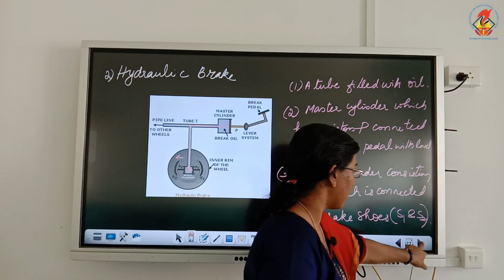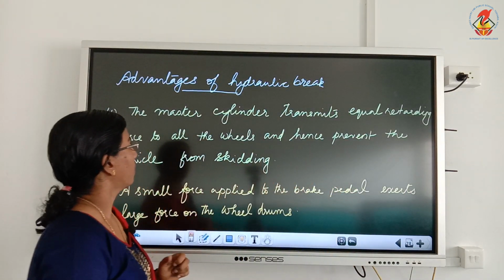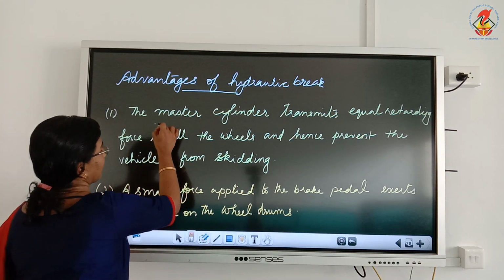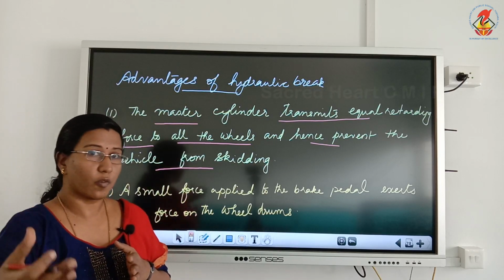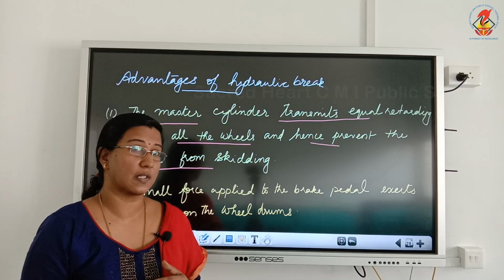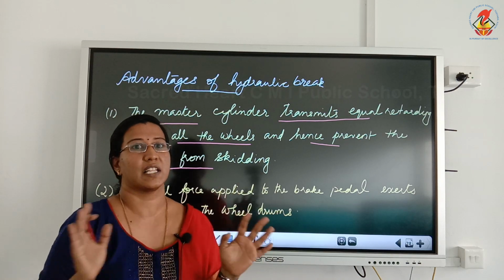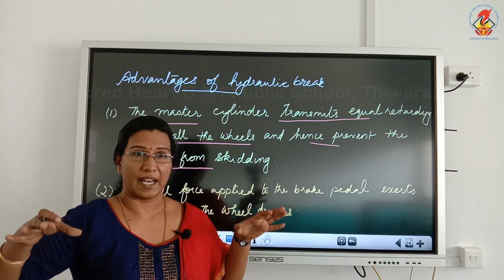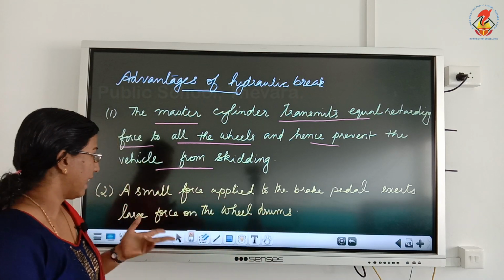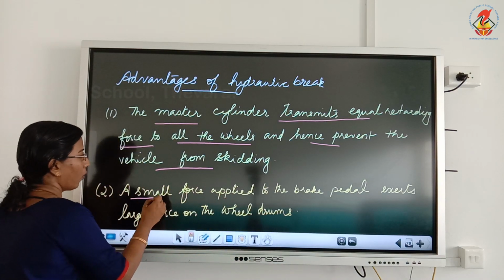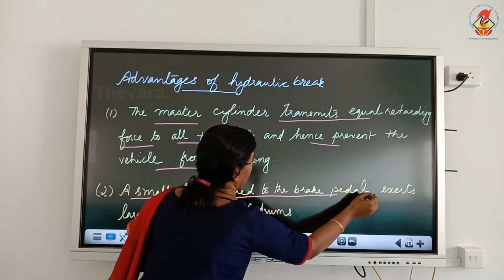Now the advantage of the hydraulic brake is that the master cylinder transmits equal retarding force to all the wheels of the vehicle and hence prevents the vehicle from skidding. It is not like the front wheel will get more force and the back wheel less force, or vice versa. Equal force is transmitted because of Pascal's law, and hence the vehicle will come to rest without any skidding.